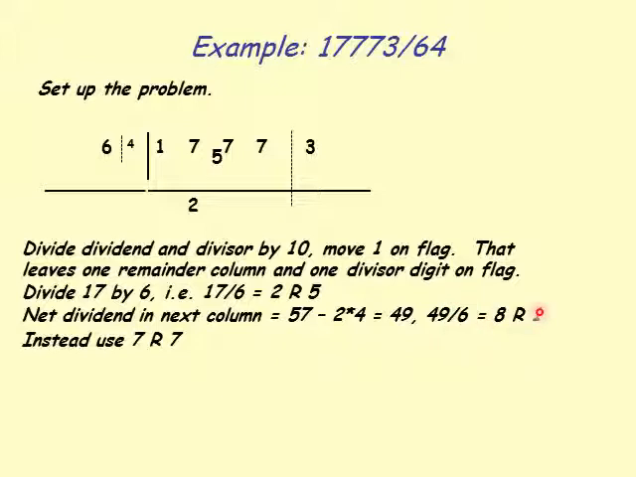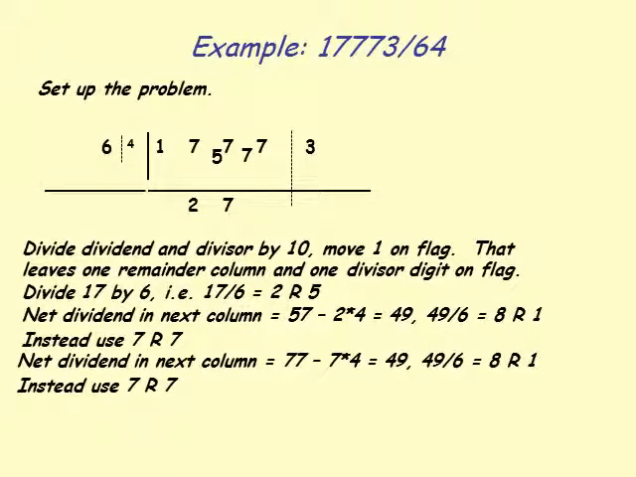Okay, and that would give me an overshoot in the next column, so I'm going to use 7, remainder 7 here. That's my altered remainder. Let's continue here. 7, remainder 7. So in the next column, the net dividend is 77 minus 7 times 4, which is 49. Then we divide 49 by 6, this digit here.